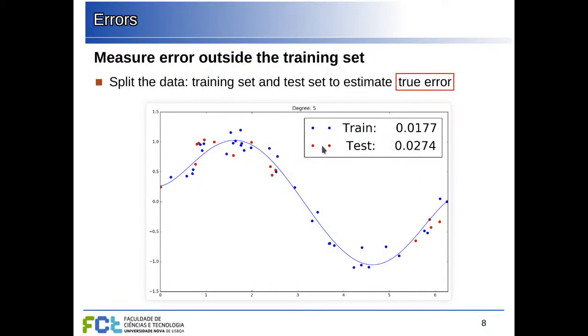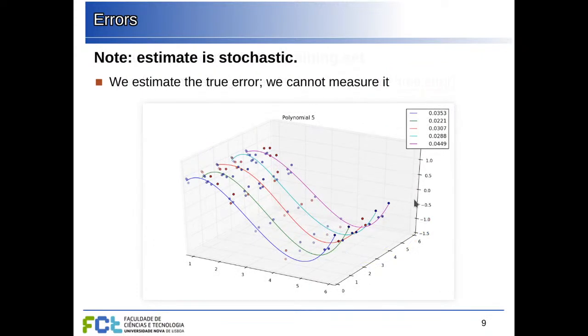So if we split some points for testing and some for training, we train our model, so we fit the parameters using only these blue points here, and then we measure outside the training set, in this test set, and this gives us an estimate of the true error. But note that this estimate will change depending on how we assign points to the training set and to the test set. We do it at random. If we do it several times, we get slightly different estimates of the true error and slightly different curves because we have slightly different training sets as we assign at random our points to train and test.